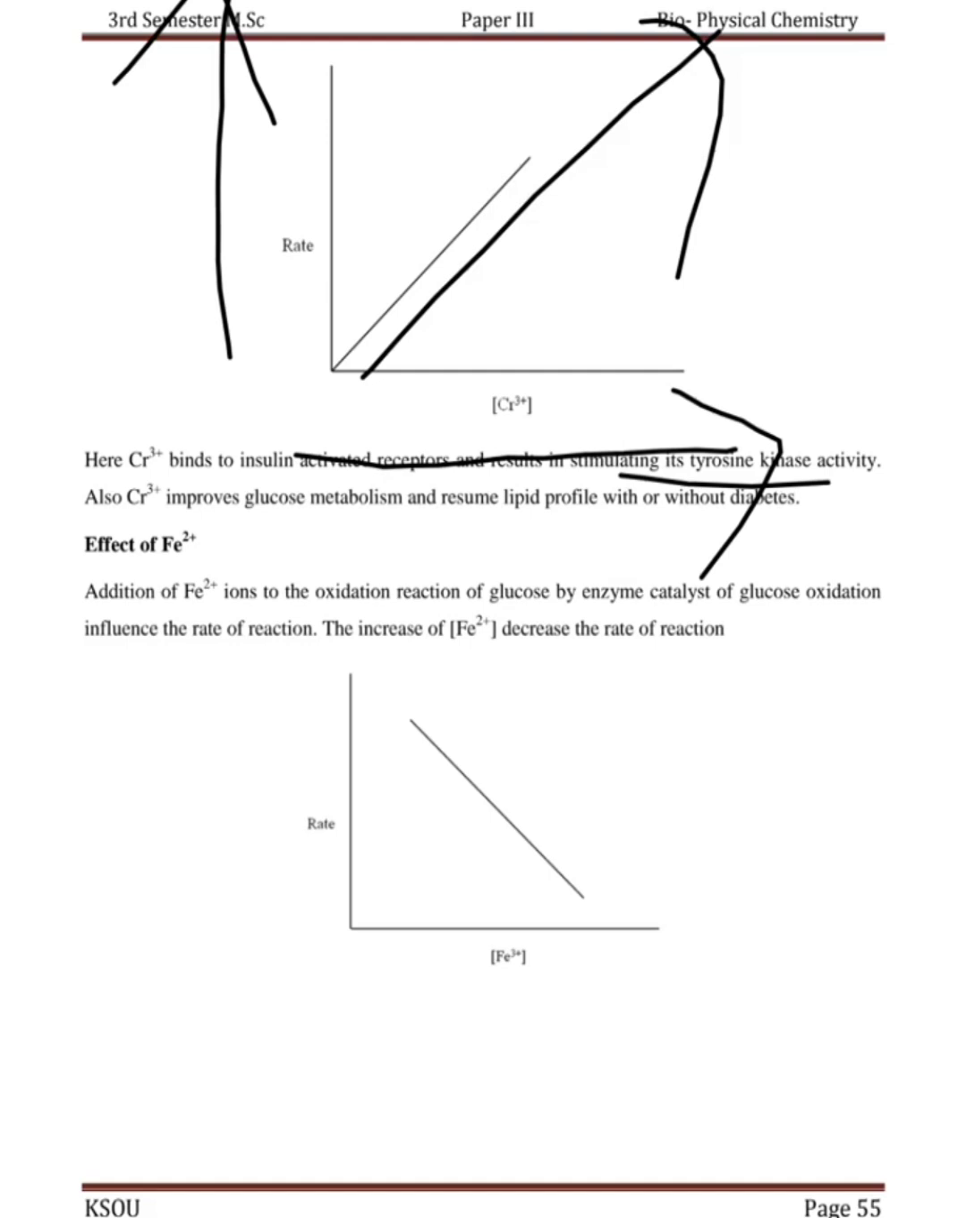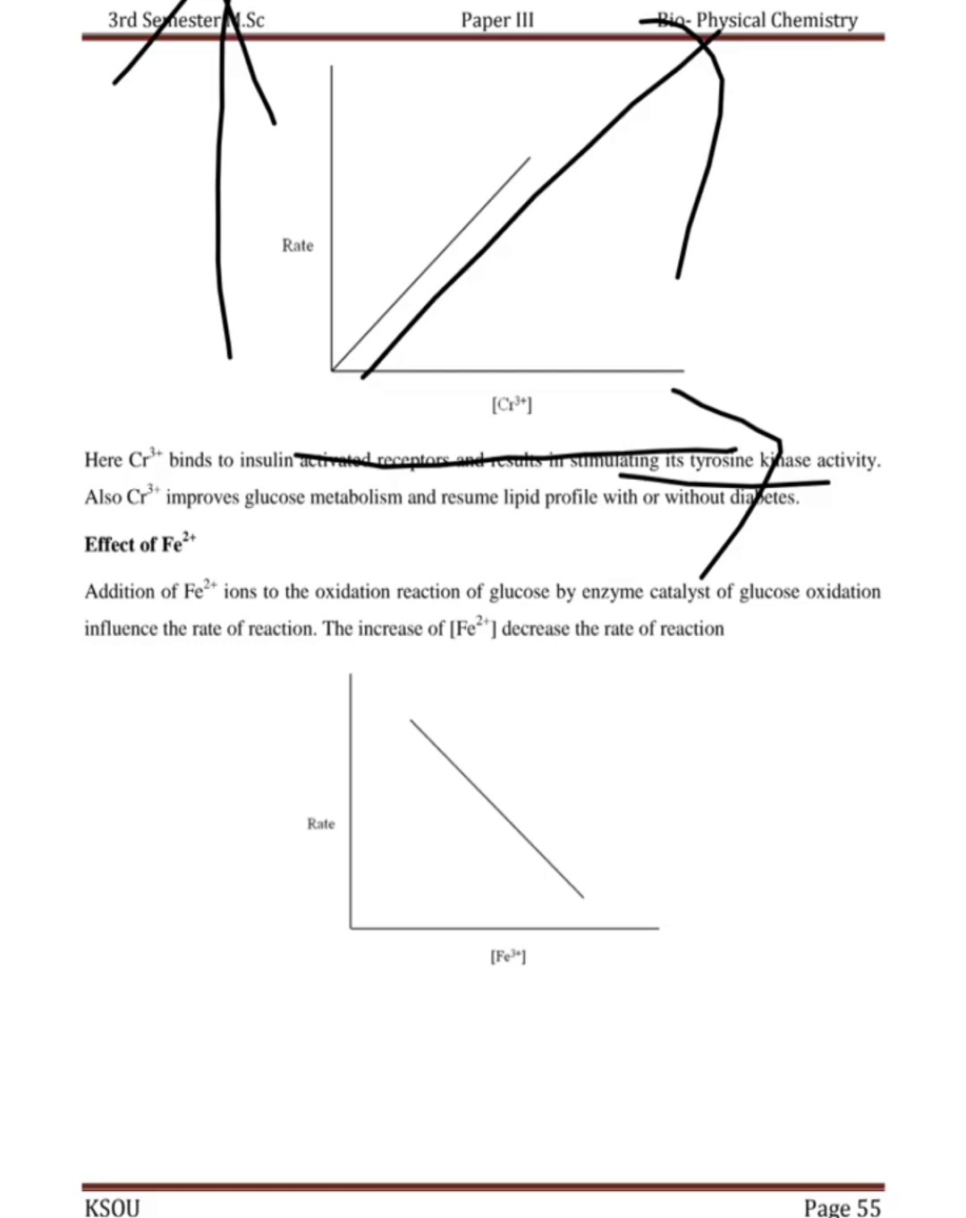It means a signal production process, a signaling agent inside the body. Also, chromium improves glucose metabolism and lipid profile in people with diabetes. So these are the activities of chromium. And next, coming to the iron, here the oxidation of glucose by enzyme catalysis.